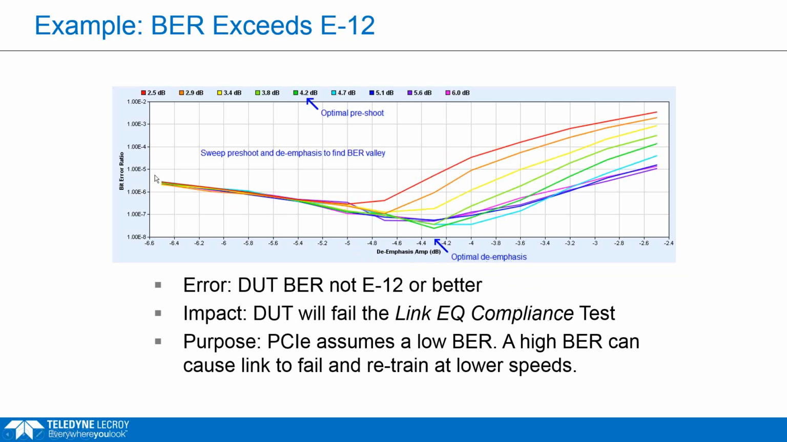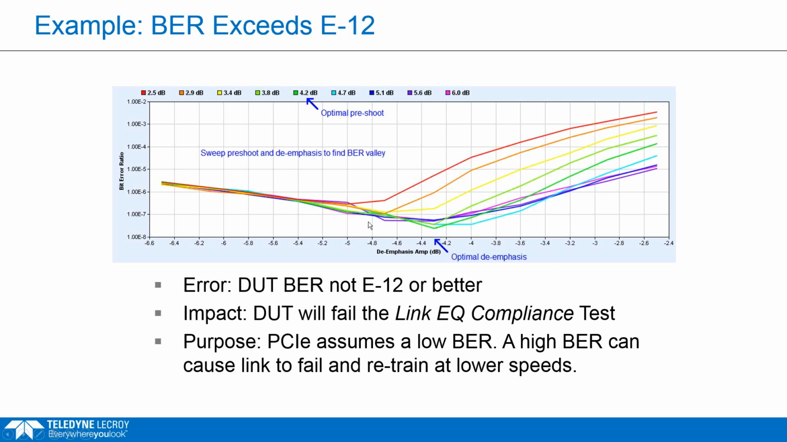So in this case, we ran a number of bit error rate measurements, sweeping different de-emphasis and pre-shoot levels. So on the bottom here, we have different de-emphasis amplitudes, and then the color codes are different pre-shoots. So we swept a large combination of different possible pairs of de-emphasis and pre-shoots. And what we see here is that no matter what settings are picked, this product cannot get better than 10 to the minus 8 bit error rate.